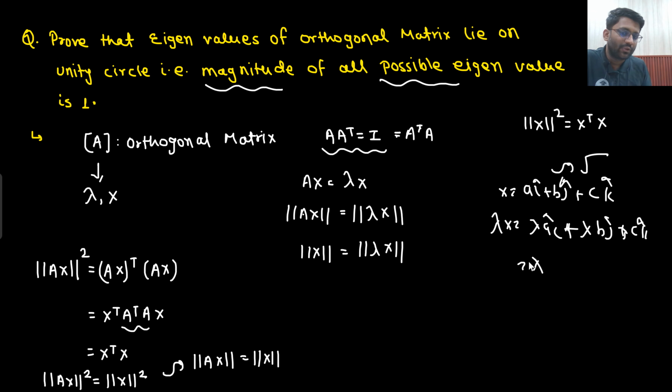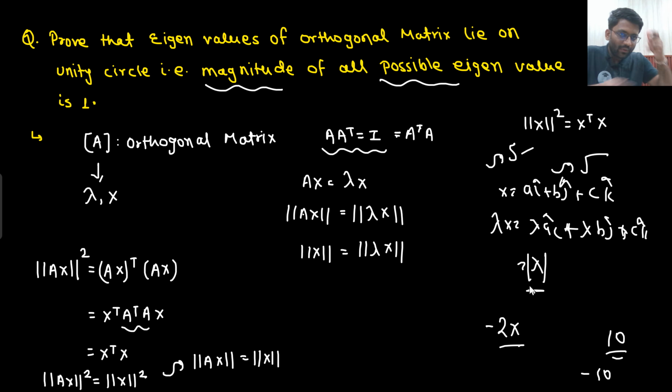Here also if I take the magnitude, when I am taking the magnitude here, I need to take mod of lambda, no? Let's just say lambda is some negative value, minus 2x. And here I am saying that magnitude of x is 5. So what will be the magnitude of minus 2x? That will be 10 only, not minus 10. So you need to take the magnitude, no? So what will be the magnitude of lambda x? That will be equivalent to magnitude of lambda multiplied with magnitude of x.